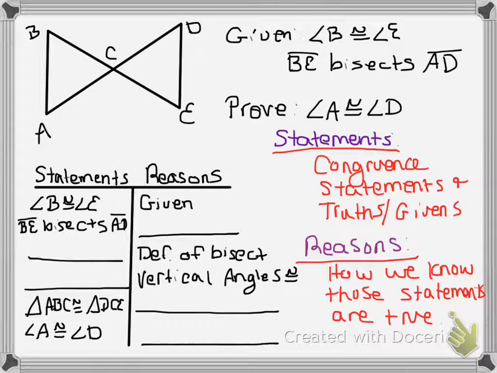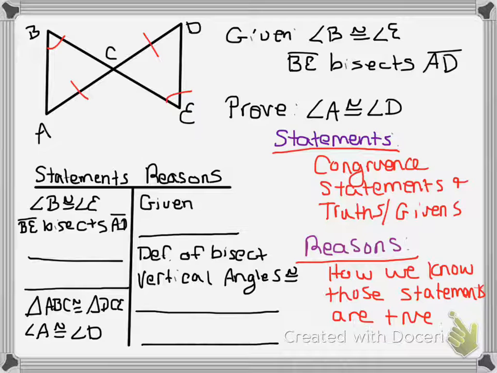So, let's go back to the given. I need to make sure I mark these on the triangle. So I know angle B is congruent to angle E. And I know that BE bisects AD. Well, if BE is bisecting AD, so here's AD, I know that it's getting cut in half. So that means that the 2 pieces of it have to be congruent. So let me go ahead and mark those.